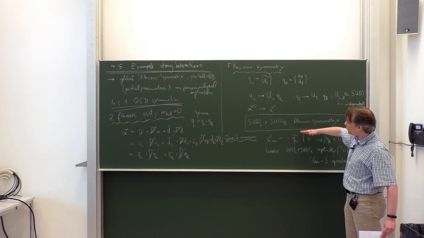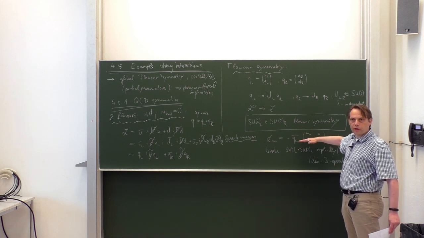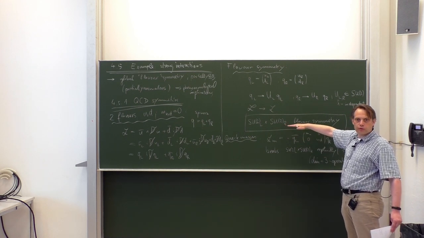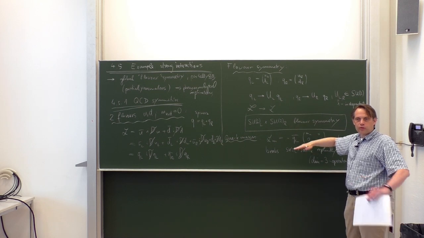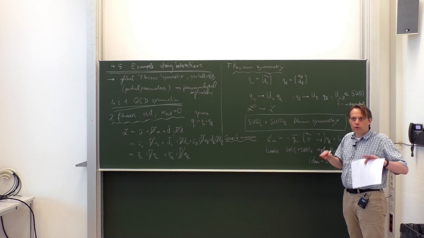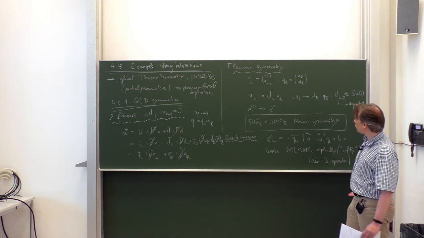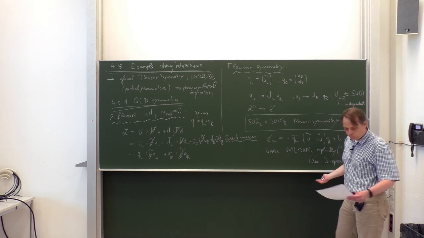Anyway, this is an explicit breaking. And we might investigate, therefore, QCD in the limit where the quark masses vanish. Then the symmetry SU2 cross SU2 becomes exact. And then we might study the quark masses in the sense of a small perturbation, which breaks the symmetry a little bit and therefore modifies the effects of the symmetries slightly.